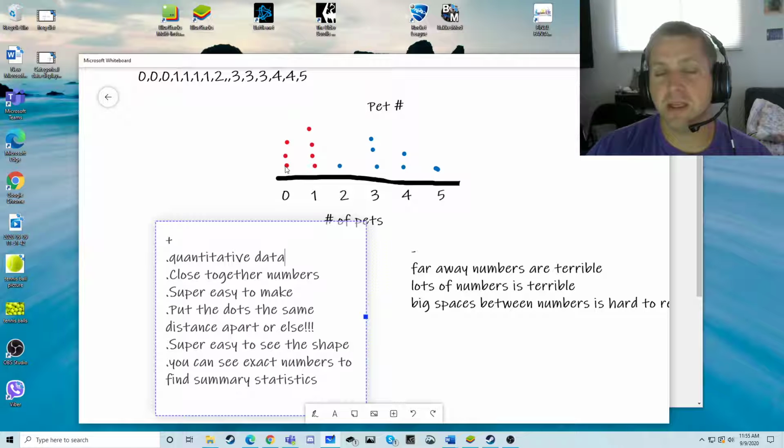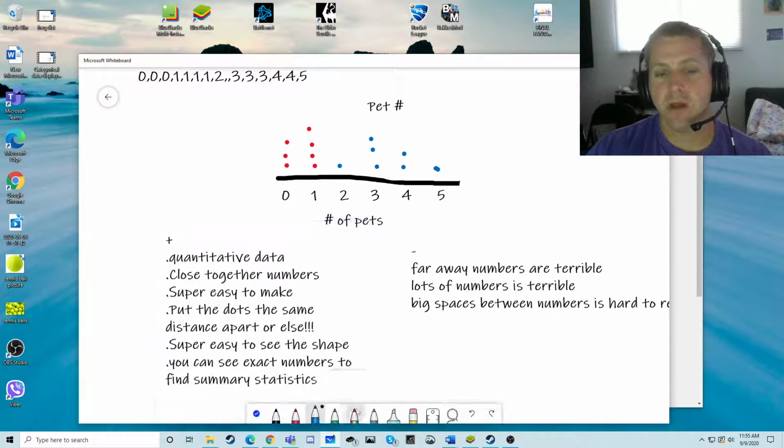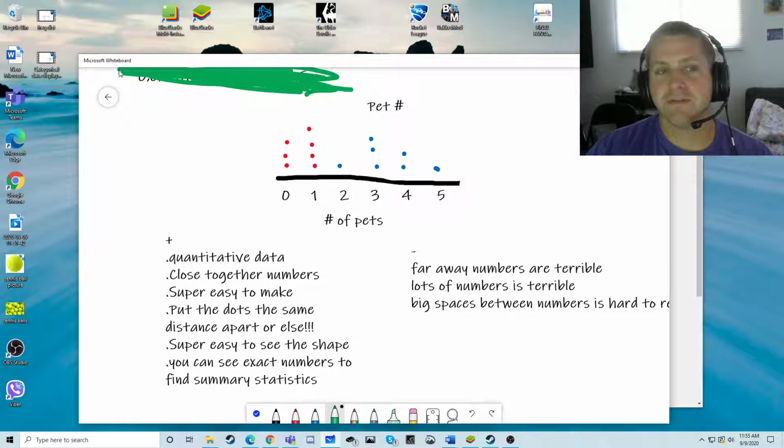Like if I wanted to find the mean, or like average of all these, I can actually know like 0 plus 0 plus 0. Even if I was missing the data up here, just pretend this is all just covered up, I could actually go back and find that data just by looking at the dots. That's an advantage. Some charts you can't do that for.